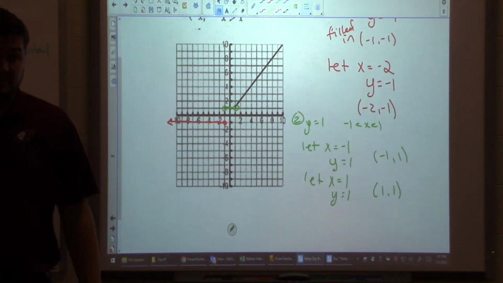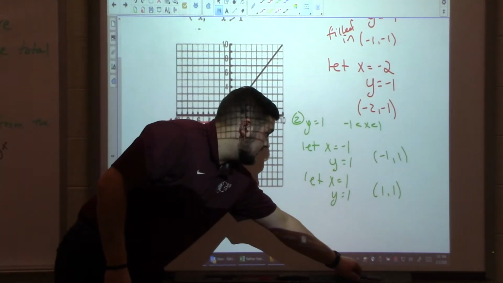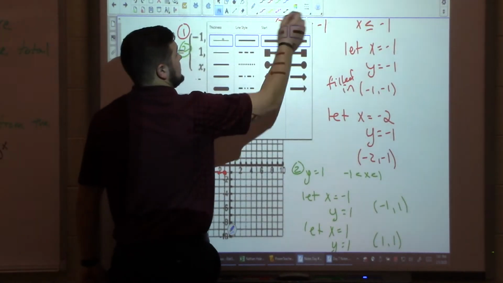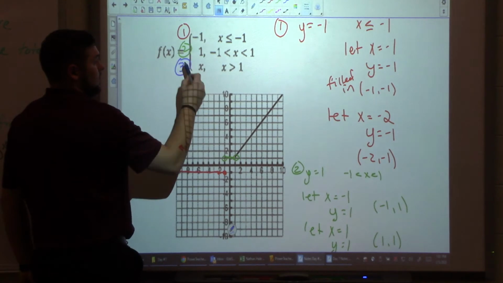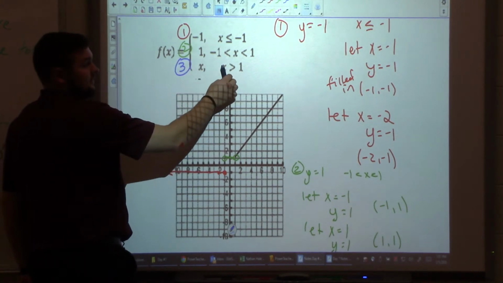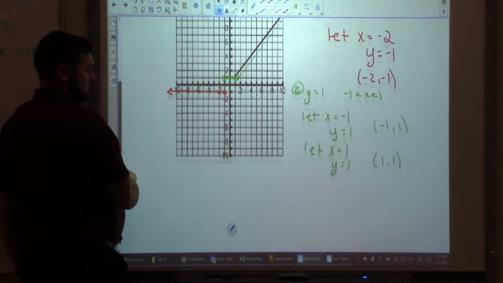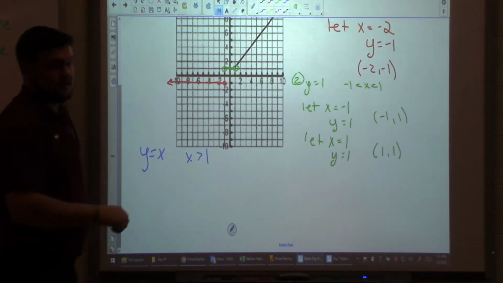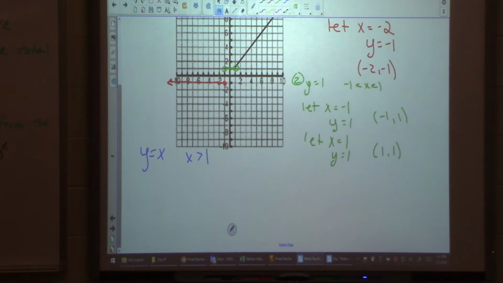Okay, then our third piece. We're going to have y equals x if x is greater than 1. So y equals x if x is greater than 1. Now here's another one. I'm going to pick an endpoint and I'm going to pick a directional point.